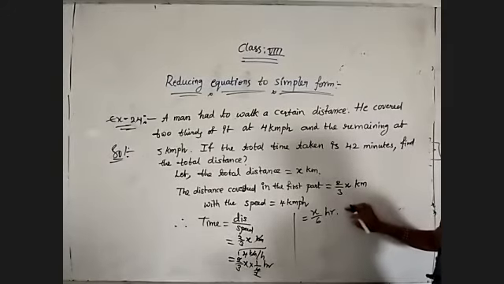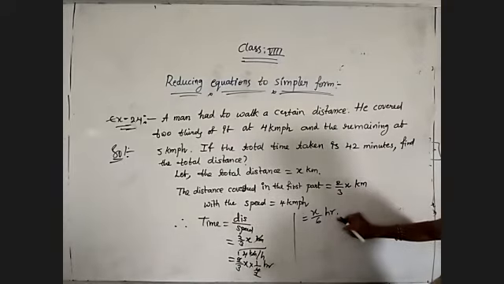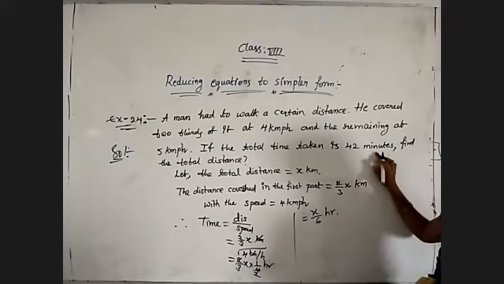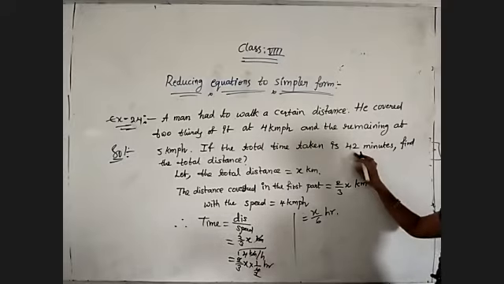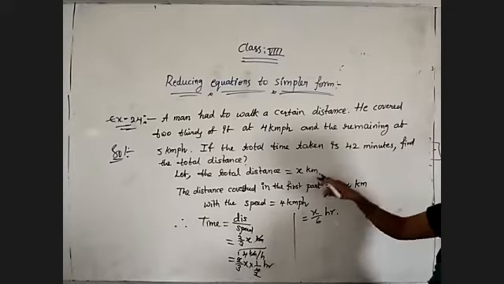Like that, find out the remaining time also. For the remaining part, how much time has he used? The total time given is 42 minutes, but we got the answer in hours. So between hours and minutes, what is the relation? 1 hour is equal to 60 minutes, then 1 minute is equal to 1 by 60 hours. That is 42 by 60 hours we will get here. So equate both the timings, then we will get the x value. x is nothing but the distance.